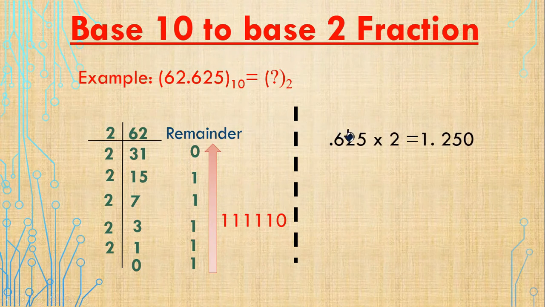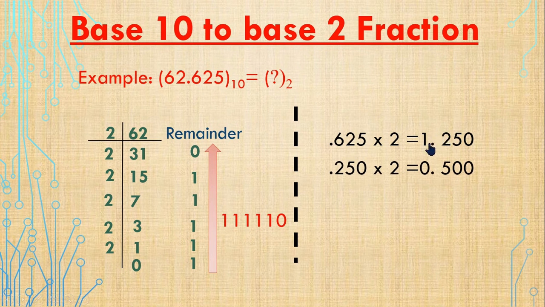Now continue with the fraction, 0.625. We multiply by 2. Here we were dividing by 2, but because it is a fraction, we multiply by 2. We have 1.250. We continue again. We take just the fraction and multiply by 2. We have 0.50. We consider the fraction again, which is 0.50.